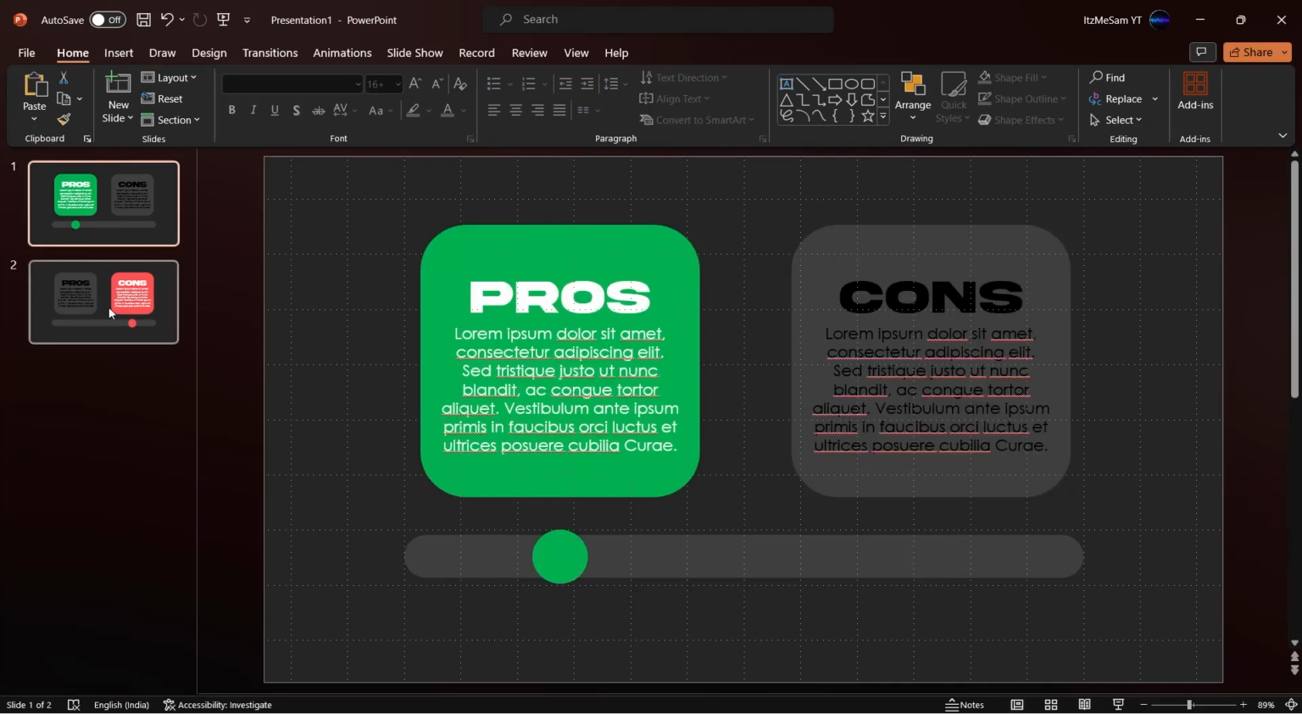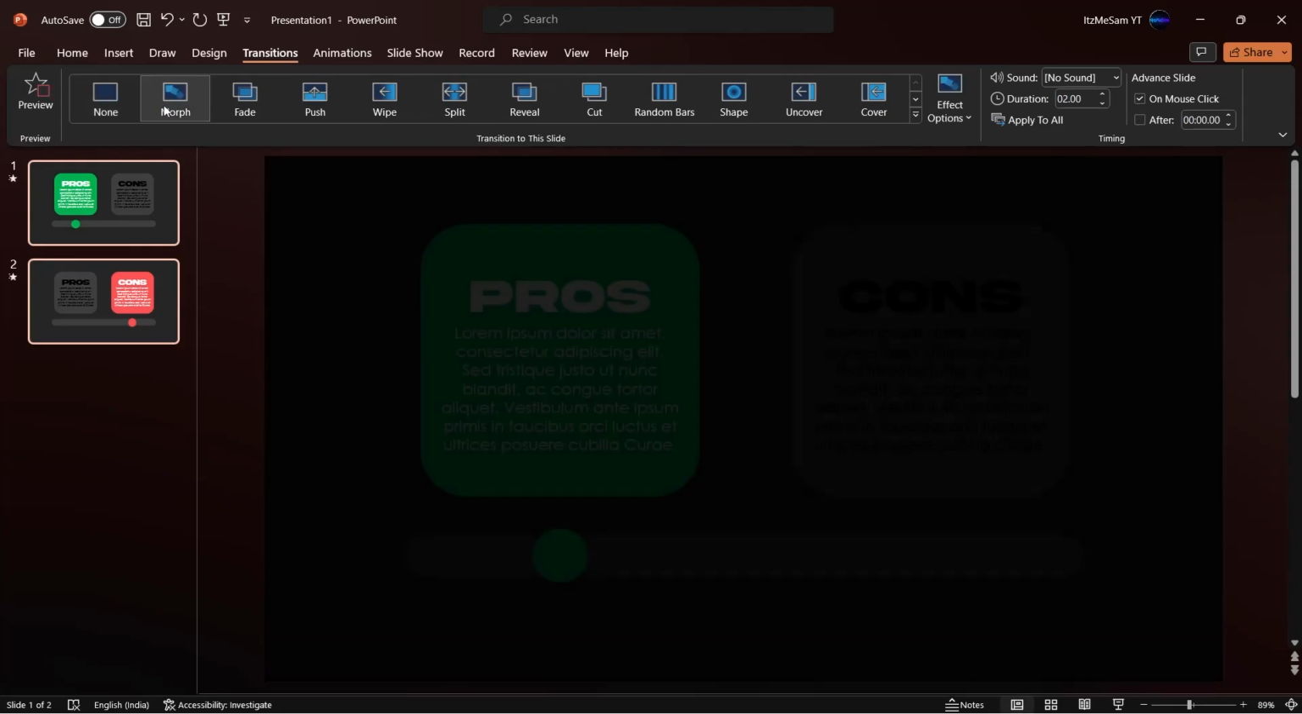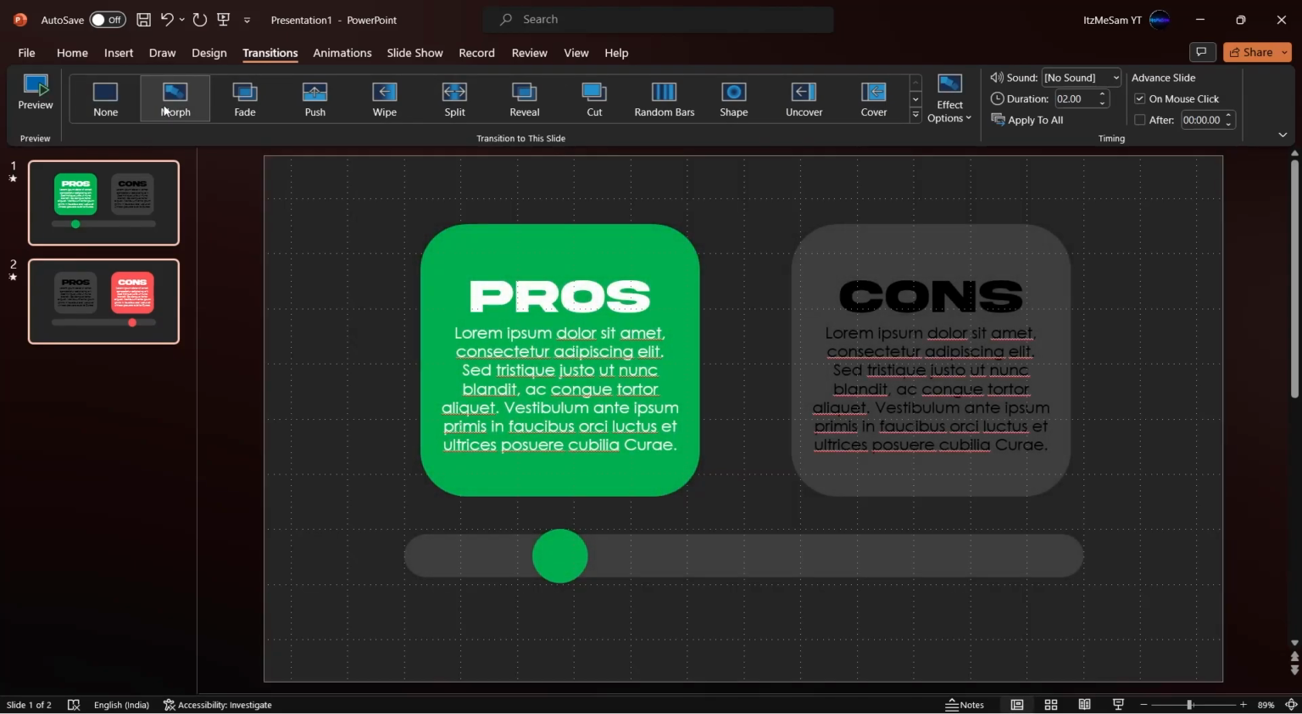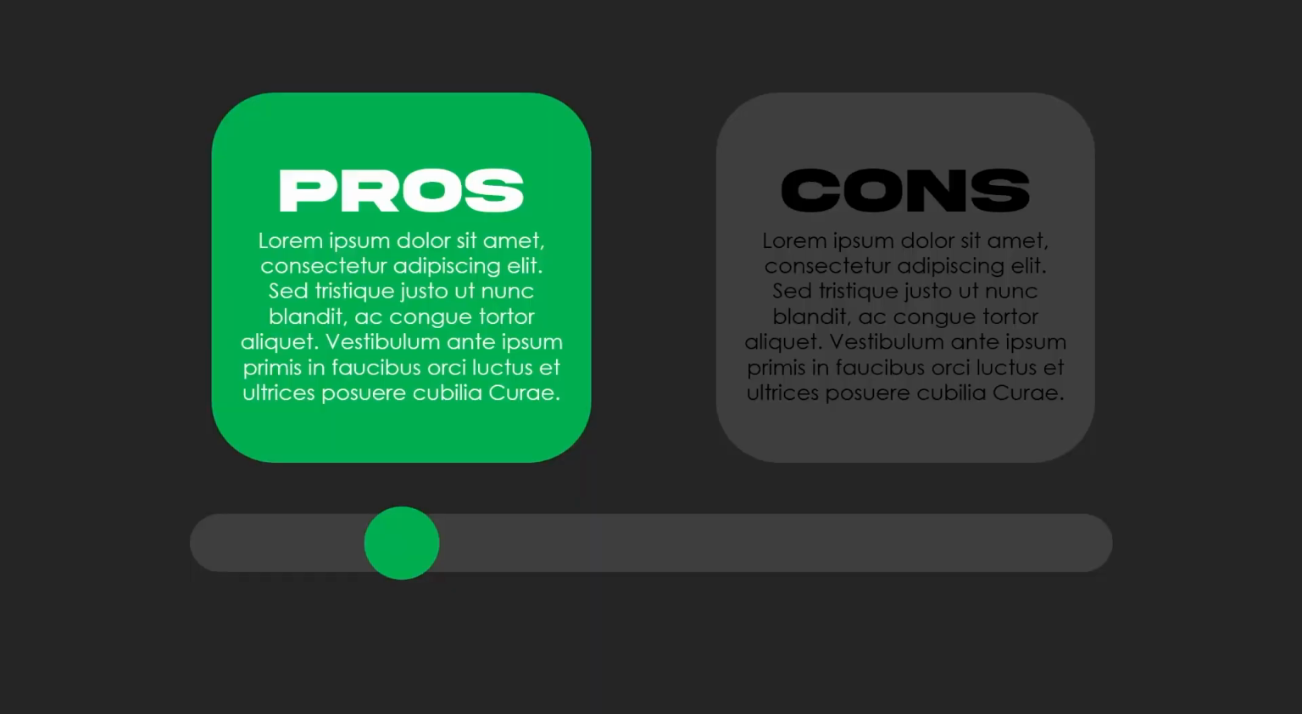Now, select both of these slides, go to transitions, and click on more. Now, let's see the final result.